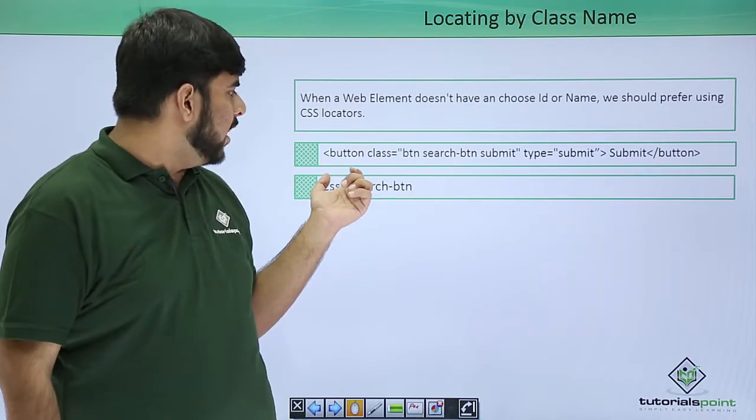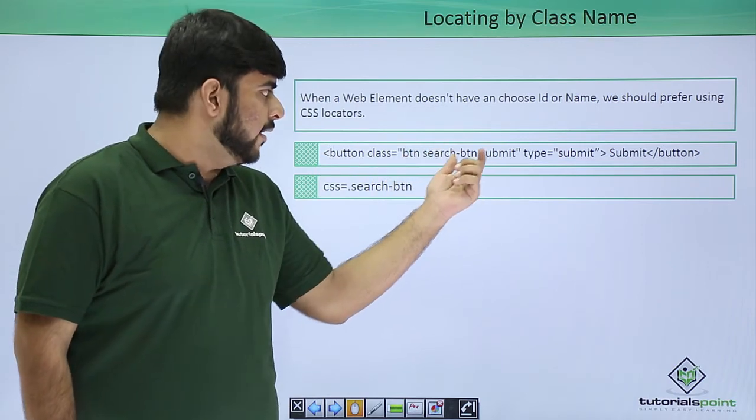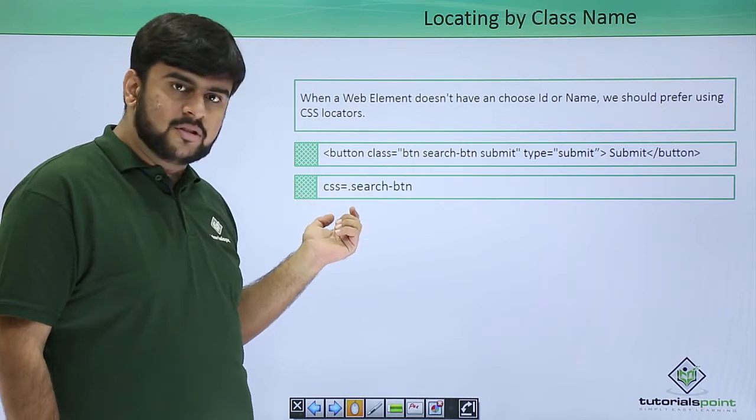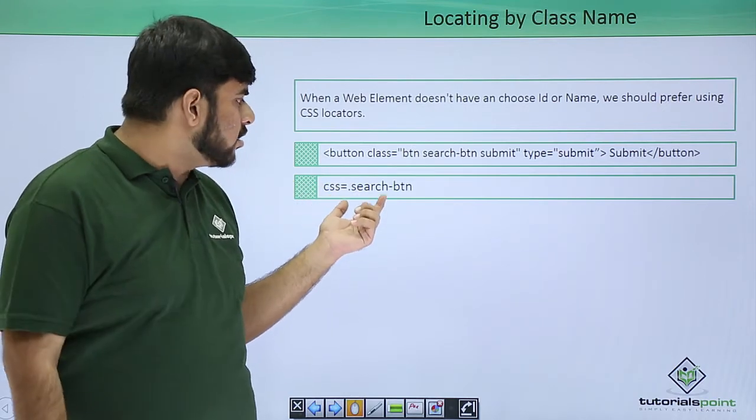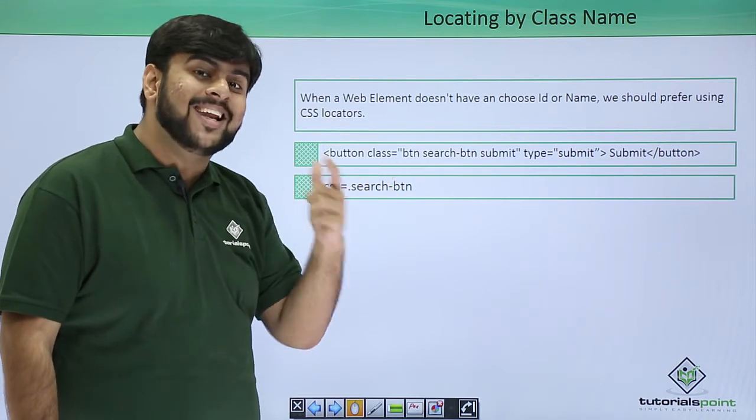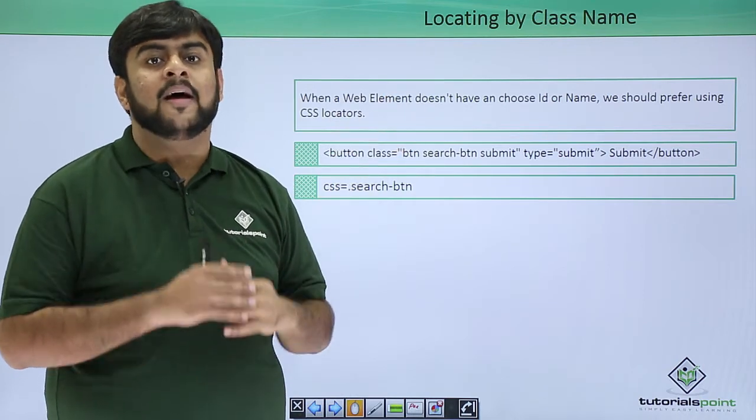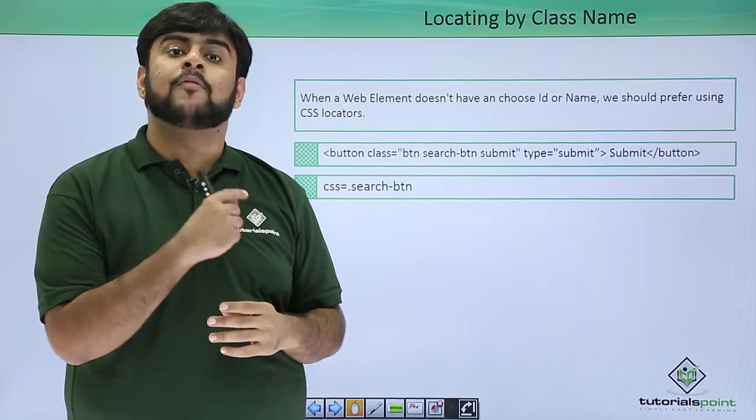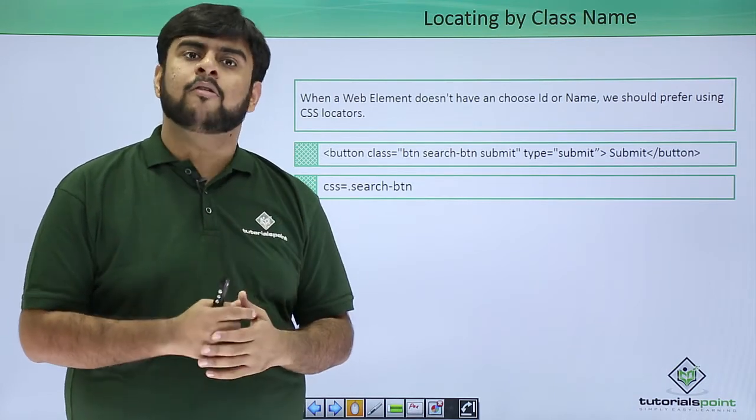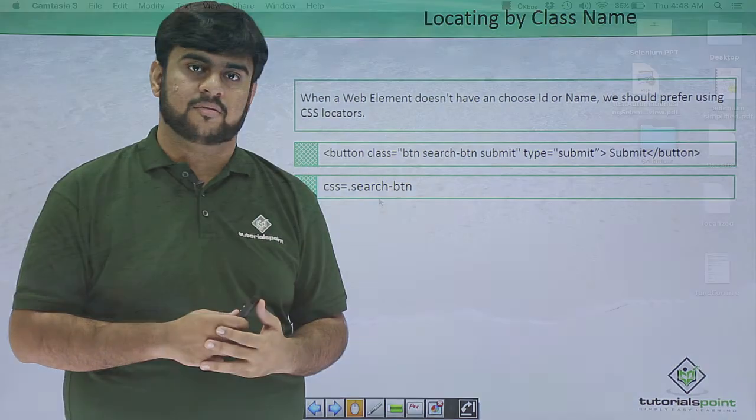Say this is my input, and this is my button, which has the classes btn, search-btn and submit. In this particular example, I can use the CSS as .search-btn. This should be able to uniquely identify my button in the entire HTML DOM and give me this button, and I can perform actions like clicking onto this button. Now let's quickly go to our screens and see how this CSS class name works.